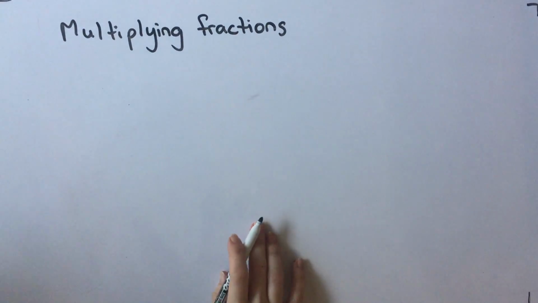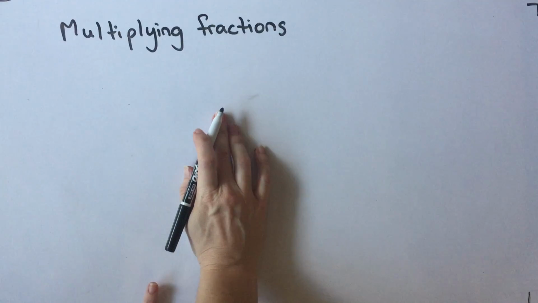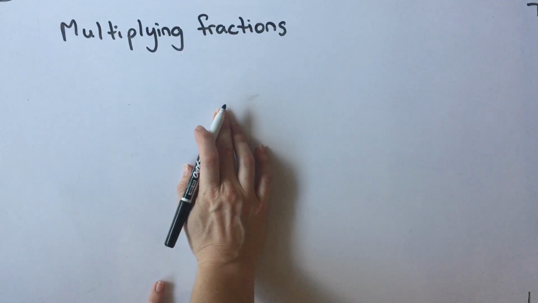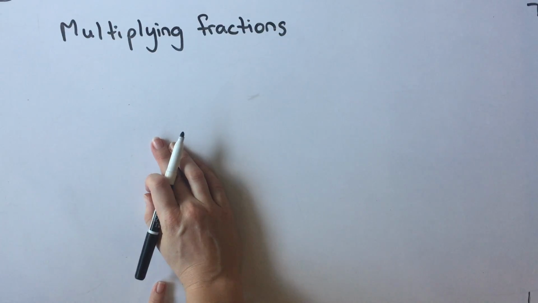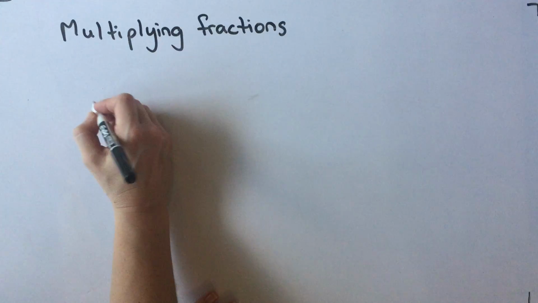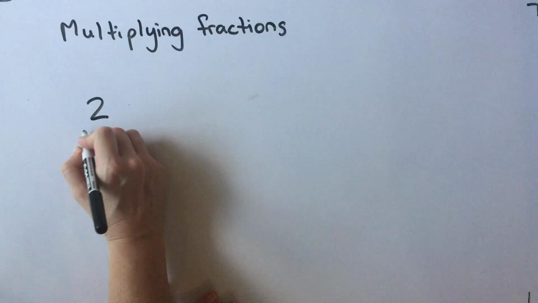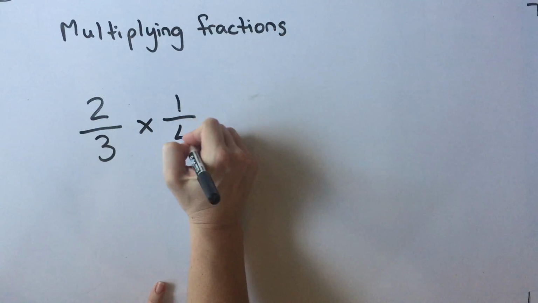All right, multiplying fractions. We just looked at multiplying fractions by whole numbers. Now we're looking at multiplying two fractions together, which is basically the same thing as multiplying fractions by whole numbers, but instead of a 1 on the bottom, we're going to have a different number on the bottom. So let's start with something easy. So I've got 2/3 times 1/4.